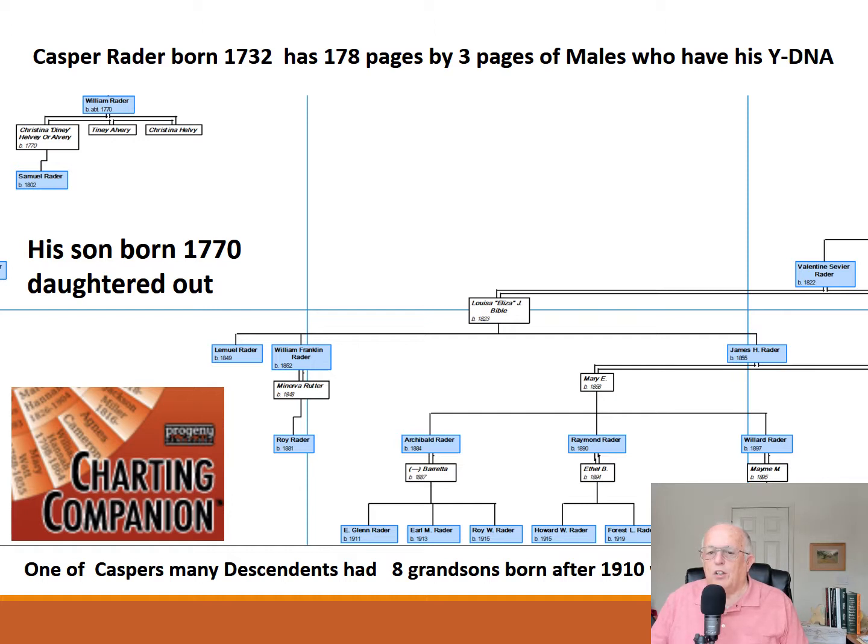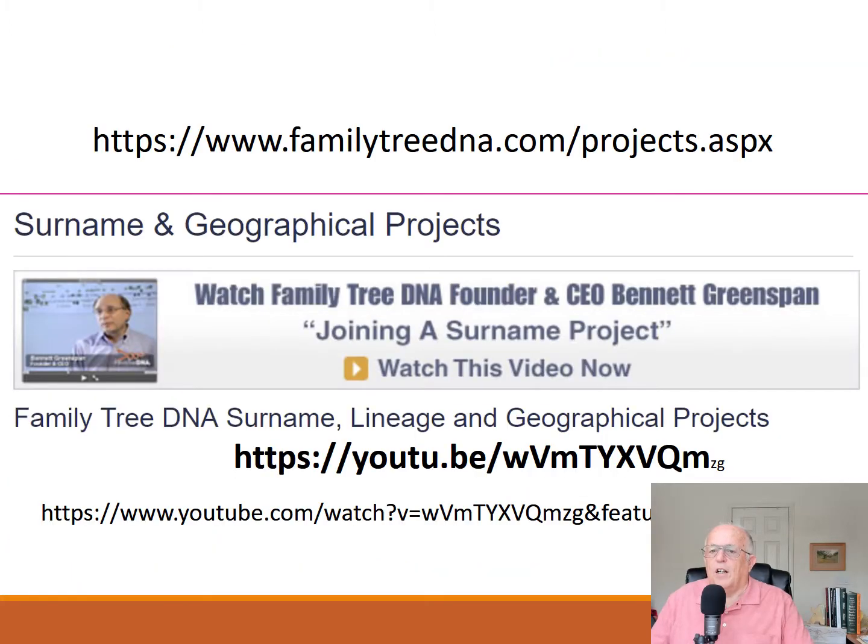By the way, if you're curious, the program that does this charting is called Charting Companion by Progeny. And if you want to understand more about this, if you go to the company itself, familytreedna.com, their website, you can find this video, which is done by the founder of the company, describing what it is he's trying to provide you, what service.